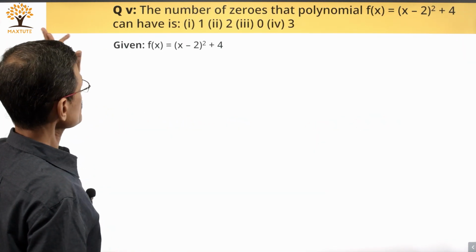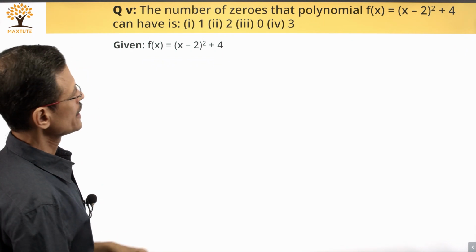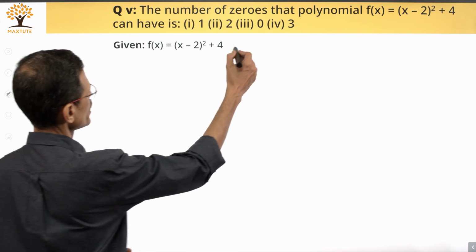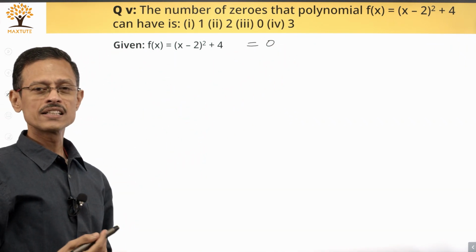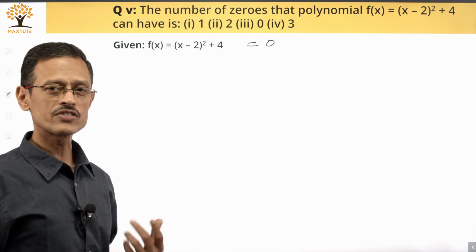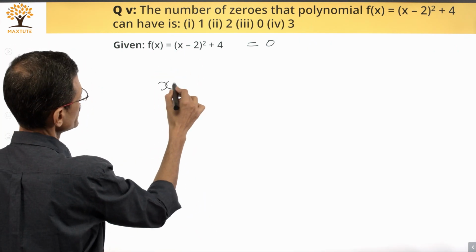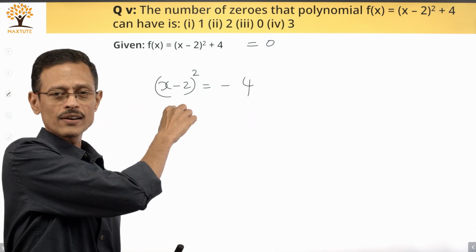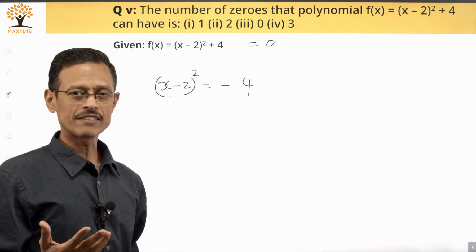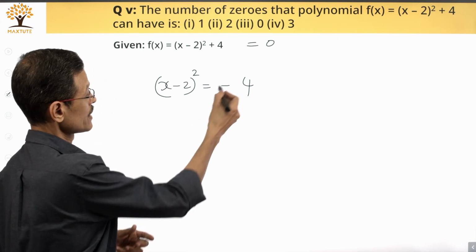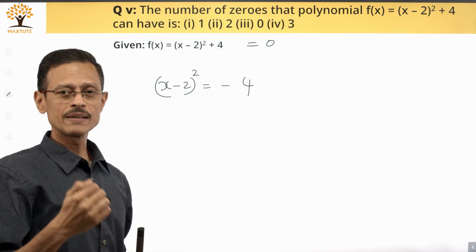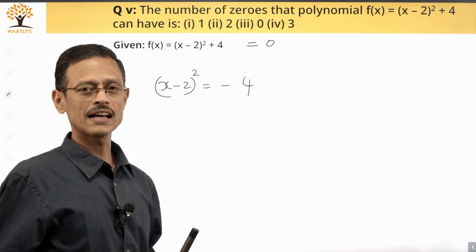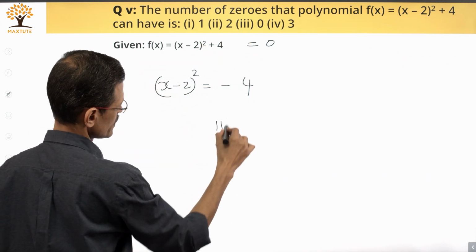The last part: the number of zeros that the polynomial x minus 2 the whole square plus 4 will have. How do you find out the number of zeros? Equate this polynomial to 0, solve for x, you will get the answer. The number of values that x provides you will be the number of zeros that it has got. So this will translate to x minus 2 the whole square is equal to minus 4. A square of a real number can never be negative. It can be 0 or it can be positive. Whereas in this case, we got a negative number, which means this quadratic polynomial has got 0 zeros. It does not have a real number at all as its zero. What is the answer? Choice 3 is the answer to this question.